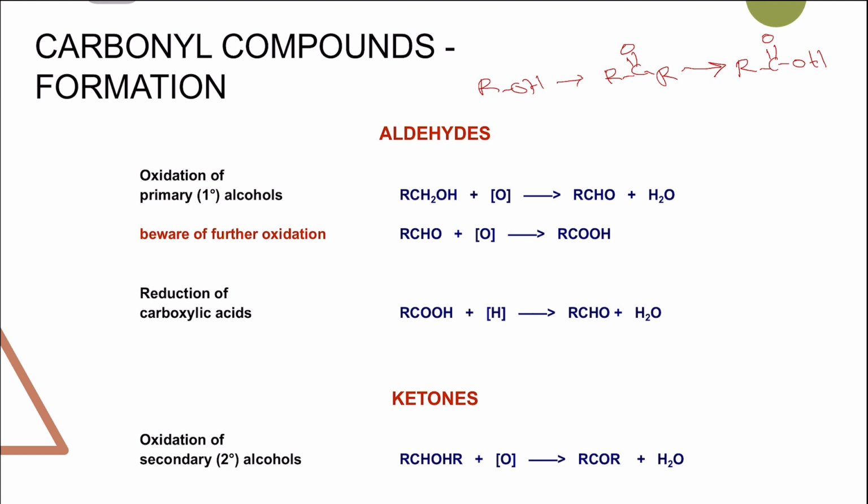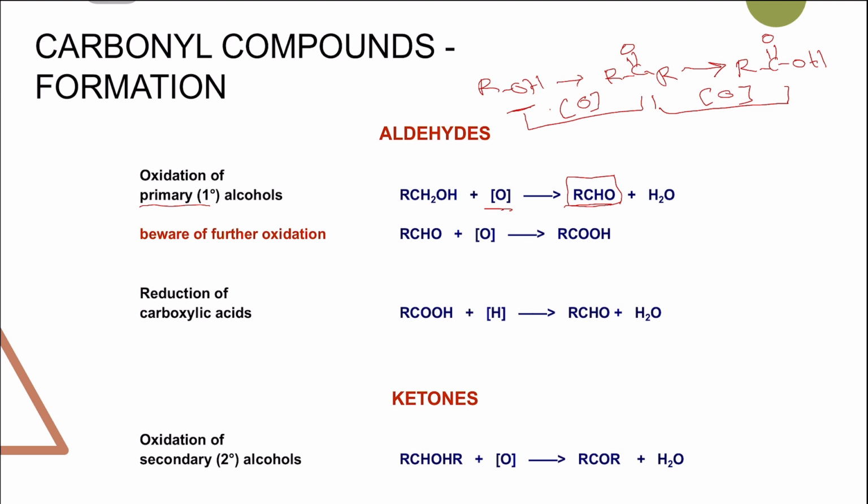So the aldehydes or ketones are the second oxidation state of the alcohol. Alcohol by oxidation can change to give you aldehydes or ketones, and then the oxidation of the aldehydes will give you carboxylic acids. So how do we form aldehydes? If we start off with a primary alcohol and oxidize it, we will end up with the aldehydes. And as we said, further oxidation can oxidize the aldehydes to give you carboxylic acid.